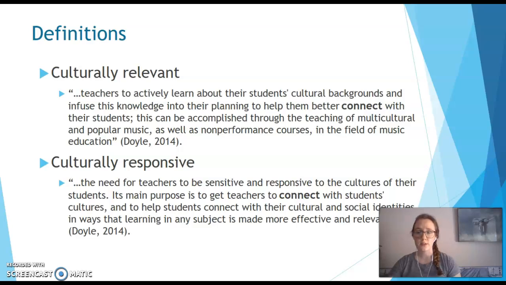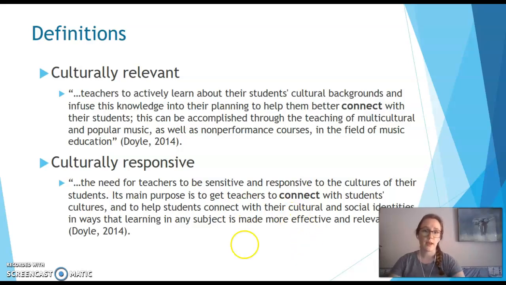So, culturally relevant means when teachers are actively learning about students' backgrounds and use this knowledge in their planning to connect with the students. This can be through popular music, materials, as well as offering non-performance based courses. When a teacher is being culturally responsive, this is when teachers are sensitive and responsive to the cultures of their students. The main purpose is to connect with the students and make sure that their students' cultural as well as social identities are being valued.